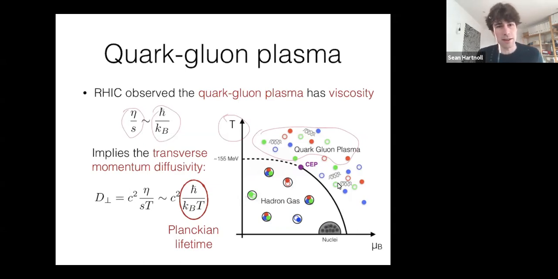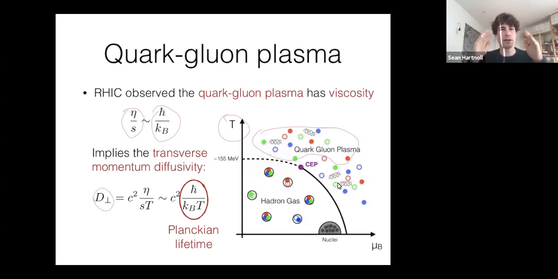Now I think there's a more useful way to think about this, which is in terms of a diffusivity. What the viscosity measures is the transverse momentum diffusivity. Momentum is a conserved quantity in a plasma, so if I have some momentum, I can send it to you. The viscosity is a measure of how easy it is to do that. It's like a conductivity: viscosity is to momentum what conductivity is to charge.